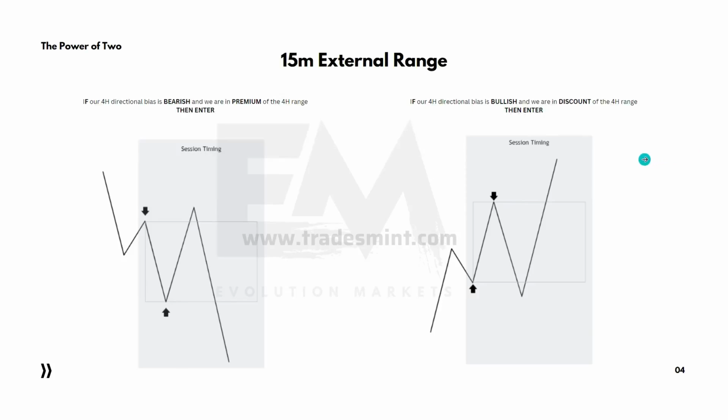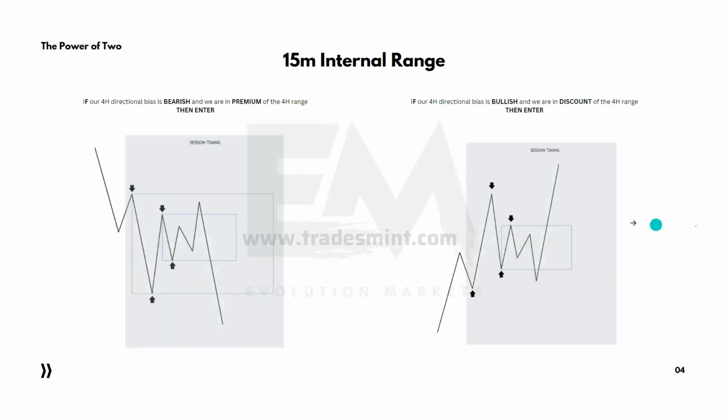And to flip it on its head, if our 4-hour directional bias is bullish and we're in discount of the range, then we can look for an entry, because you see here, our 15-minute external range liquidation, 15-minute entry candle as I just spoke about, entry. So that's the external range.